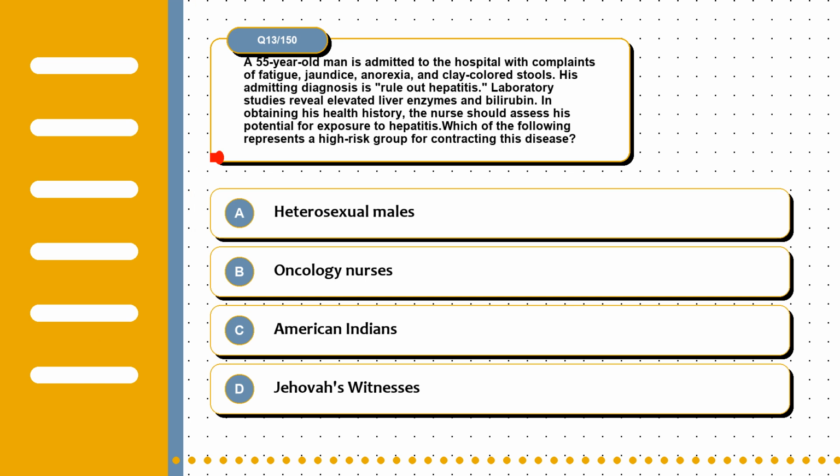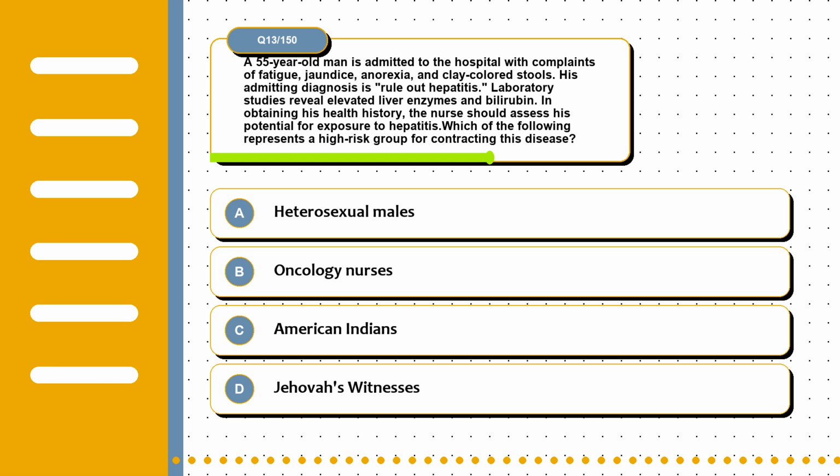Question 13. A 55-year-old man is admitted to the hospital with complaints of fatigue, jaundice, anorexia, and clay-colored stools. His admitting diagnosis is rule out hepatitis. Laboratory studies reveal elevated liver enzymes and bilirubin. In obtaining his health history, the nurse should assess his potential for exposure to hepatitis. Which of the following represents a high-risk group for contracting this disease?